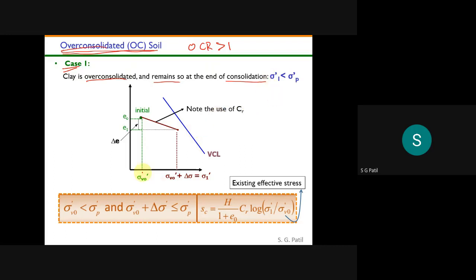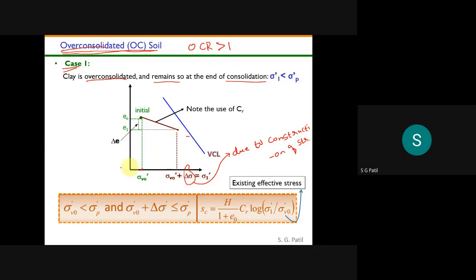This was my initial vertical stress. Once I build the structure, even after building it, I am not reaching my virgin compression line. This delta sigma is due to the construction of the structure.